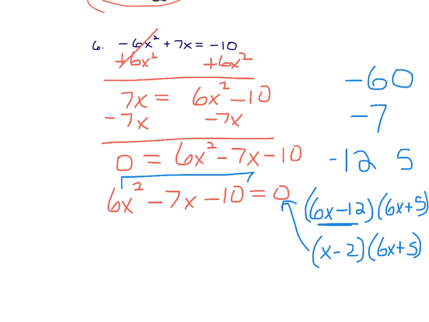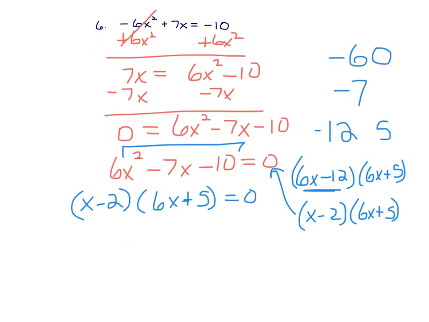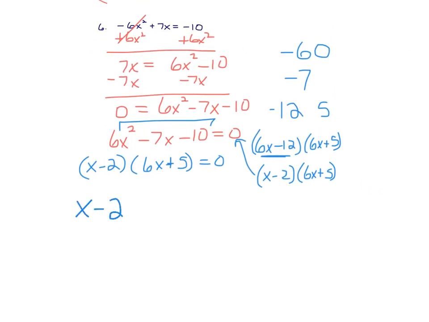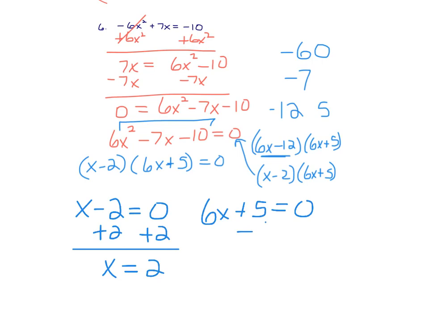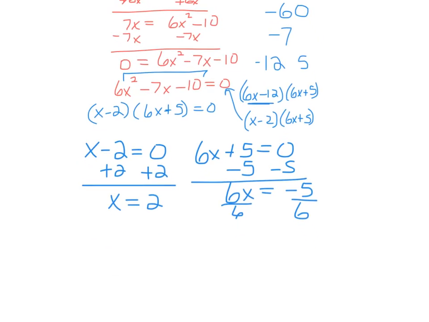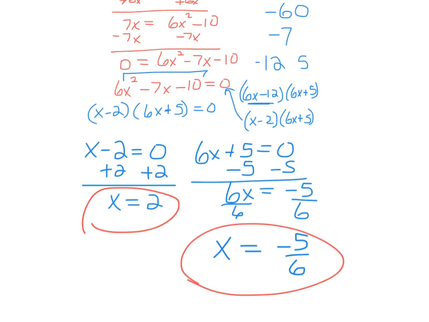So now I'll write those underneath. And now I'll set each one of them equal to 0 so I can find my solution. So x minus 2 equals 0, and 6x plus 5 equals 0. I'll add 2, and I get x equals 2. Subtract 5, 6x equals negative 5, divide, and x equals negative 5 over 6. So my two solutions are 2 and negative 5 over 6.